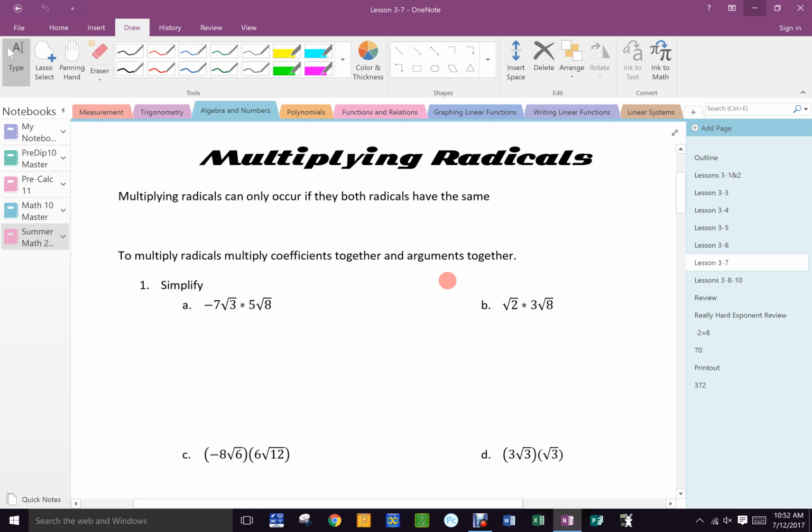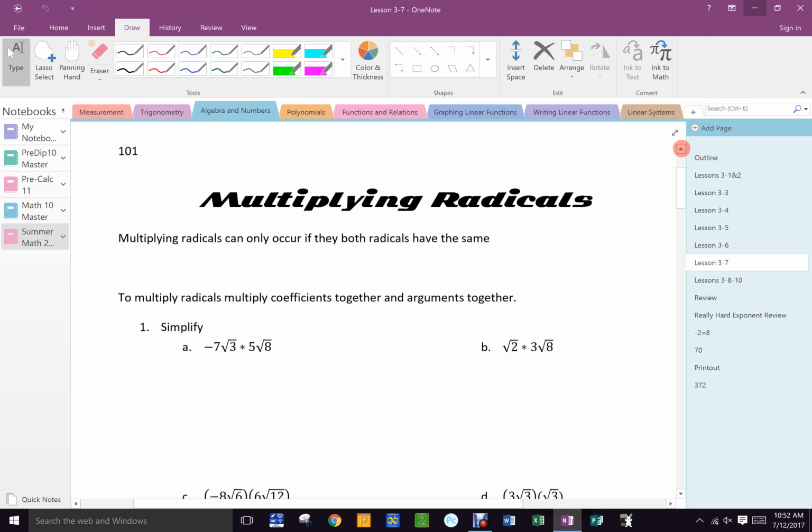All right. So I have multiplying radicals here because there's a reason for that.